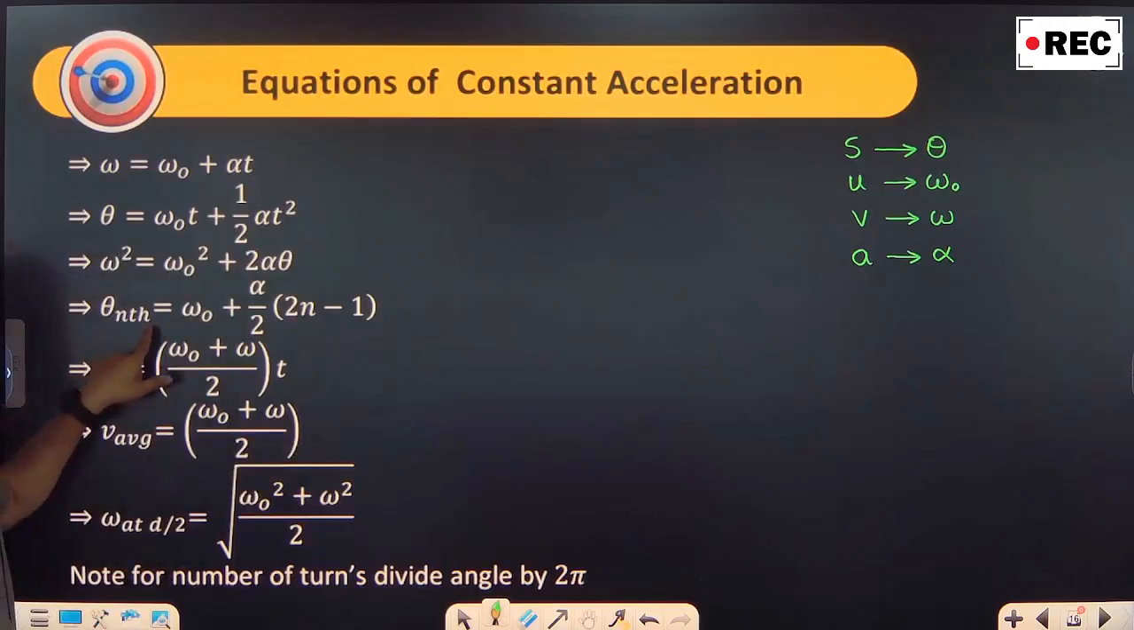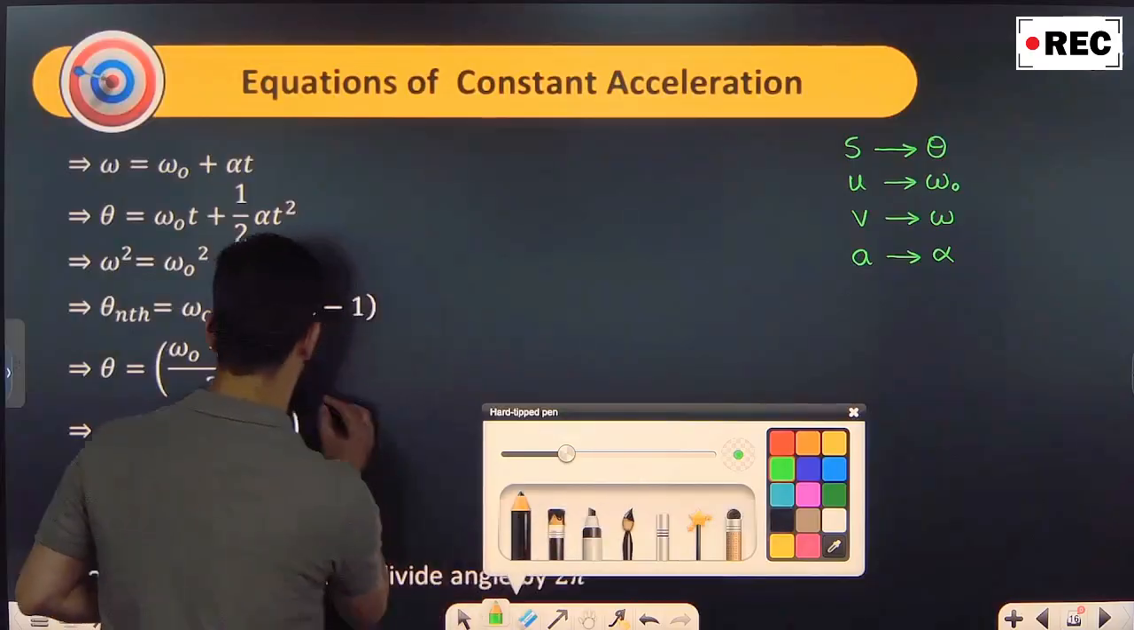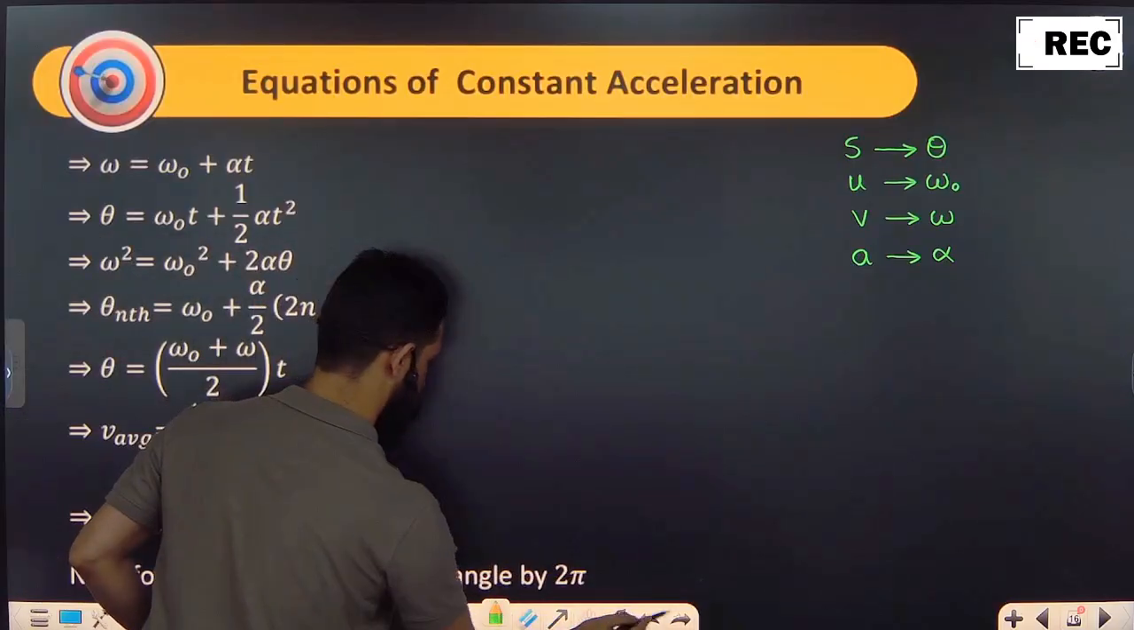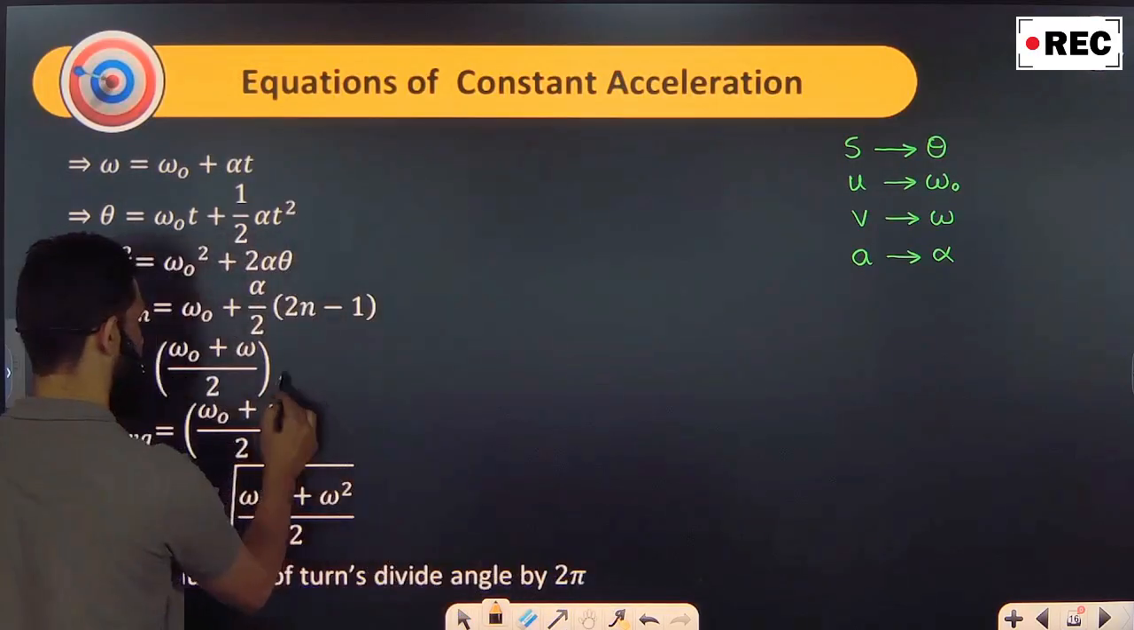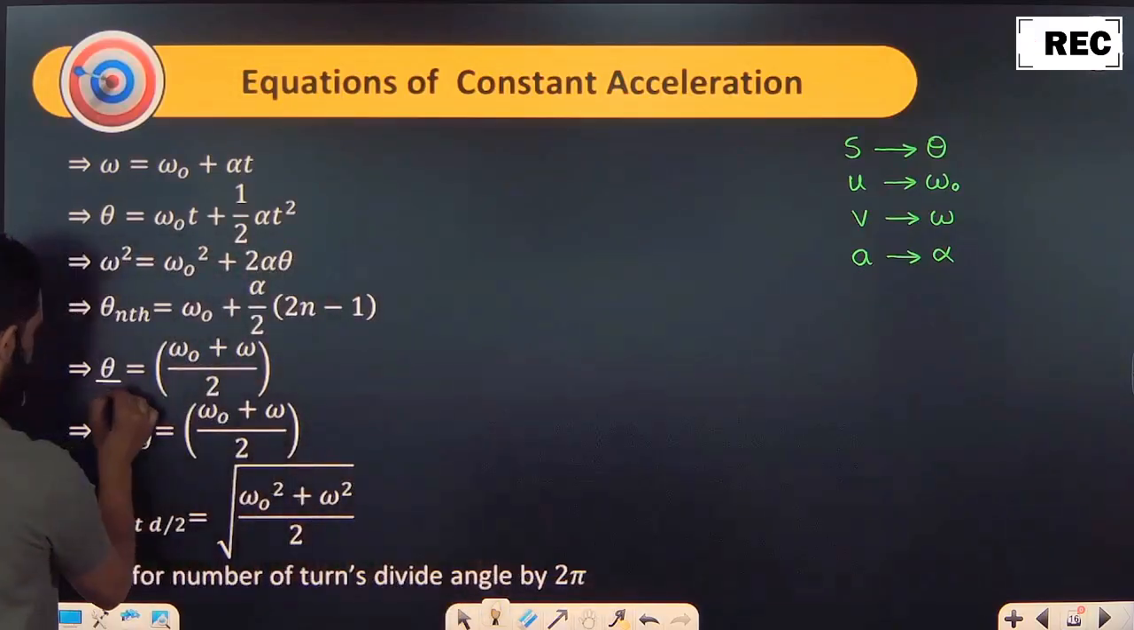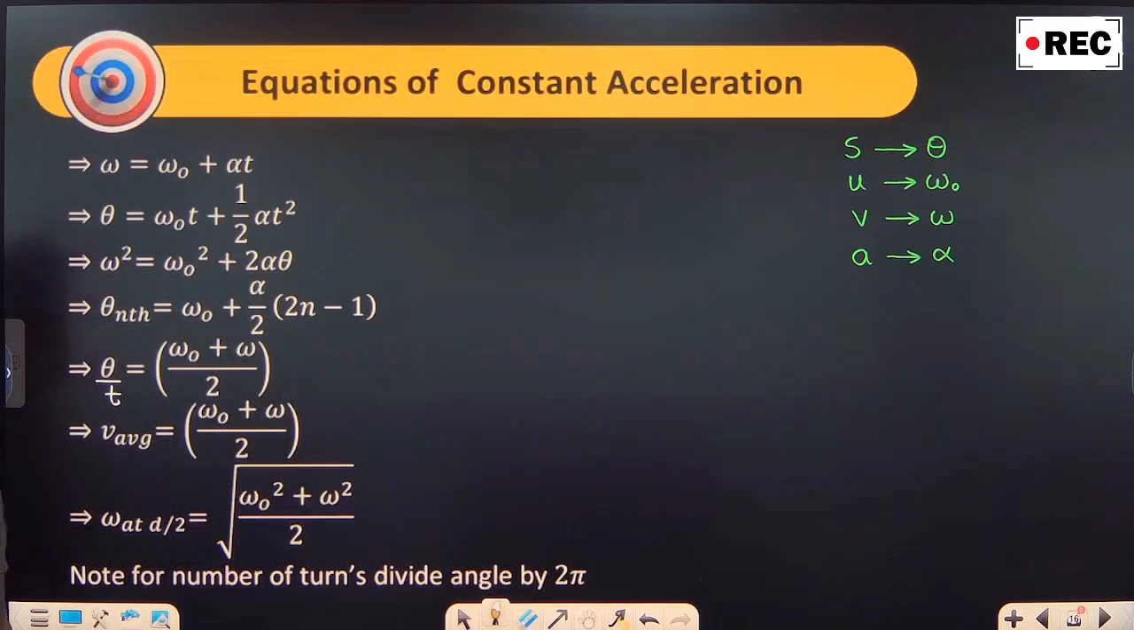What is the distance covered by the body in the nth second? u plus a by 2 times (2n minus 1), so omega naught plus alpha by 2 times (2n minus 1). I told you how much the average is: theta by t equals u plus v by 2, that is omega naught plus omega by 2. Imagine it is theta divided by t. In constant acceleration, the average is u plus v by 2, that is omega naught plus omega by 2.